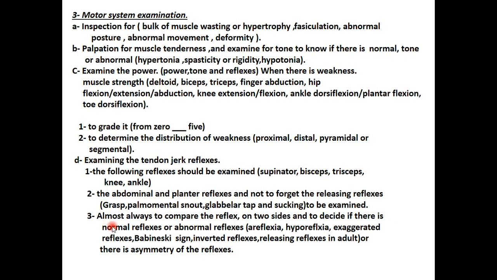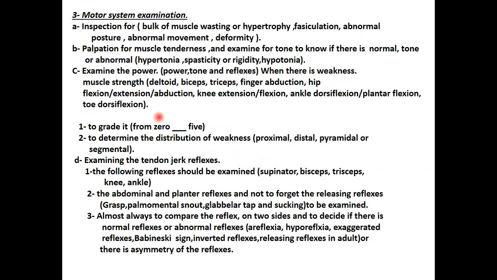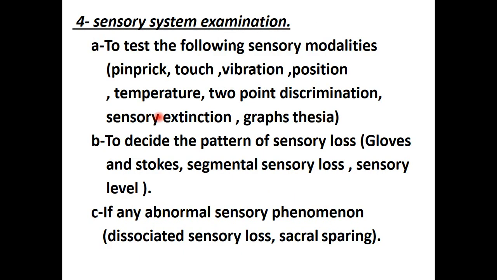Almost always you have to compare. When we do reflexes, you have to compare between left and right, and you have to know whether the patient has areflexia, hyporeflexia, or exaggerated reflexes. For example, areflexia or hyporeflexia in lower motor neuron lesion, or exaggerated reflexes in upper motor neuron lesion, and Babinski also positive. You have to look for inverted reflexes, releasing reflexes in adults, or asymmetry of the reflexes. It's very important. So examination of the reflexes is important in examination of the motor system. The motor system is inspection of the muscles, examination of the tone, power, and reflexes. Then the sensory system examination, starting by examining the superficial sensation and deep sensation.